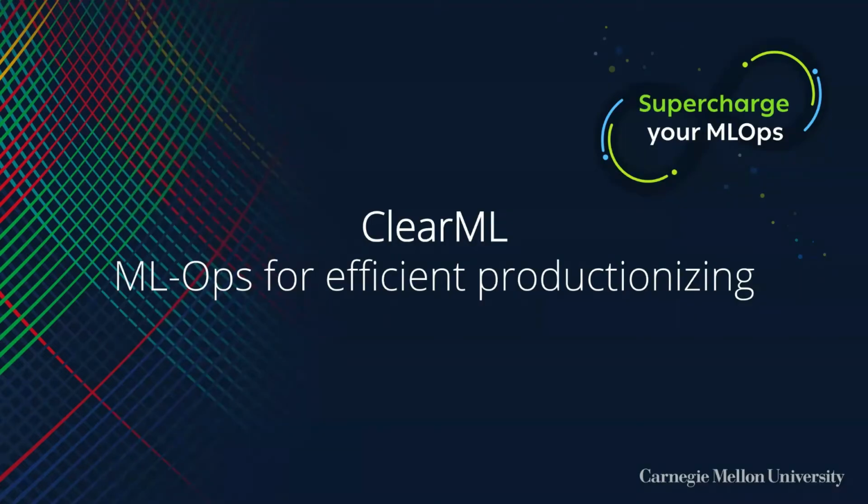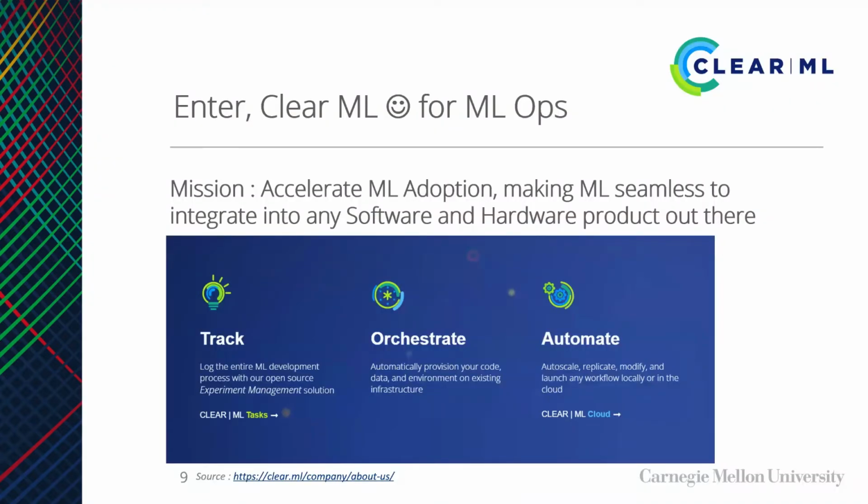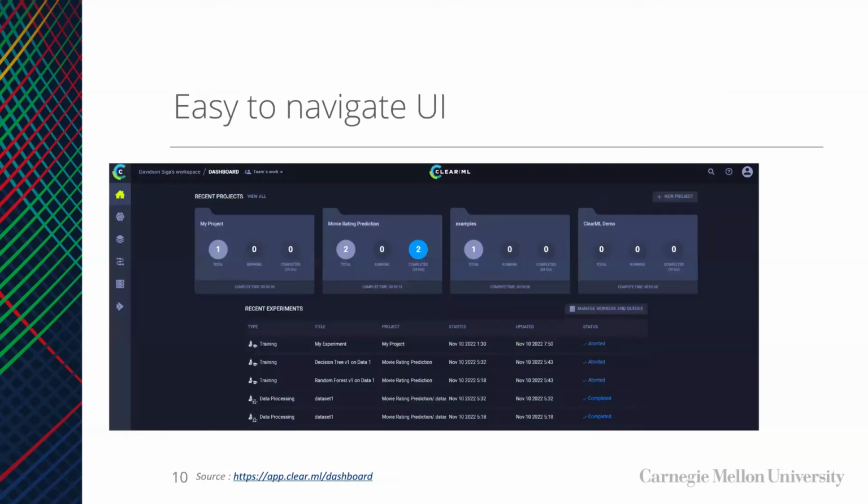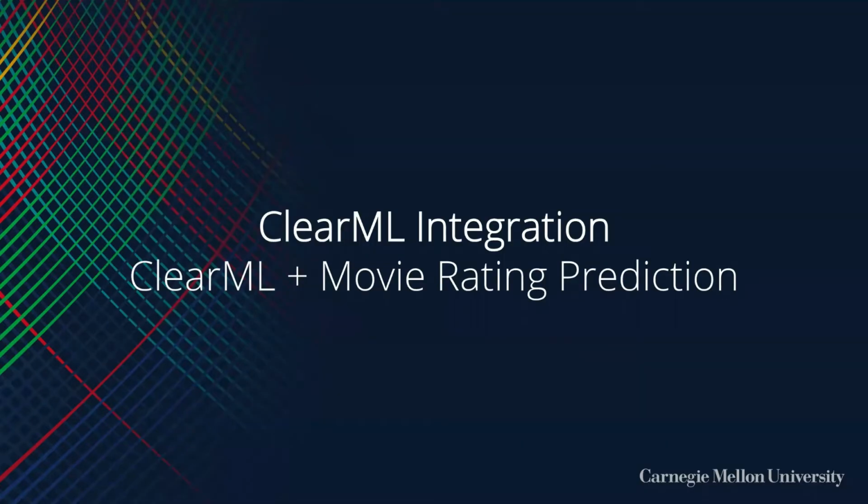ClearML is an MLOps tool for efficient productionizing of ML workflows. It has many clients in the Fortune 500 space and is growing rapidly. Their mission is to accelerate ML adoption, making ML seamless to integrate into any software and hardware product out there. This tool will help data science and ML teams to orchestrate and automate ML experiments and workflow easily. Here's a look at the harmless looking UI. It's very intuitive to understand and easy to navigate.